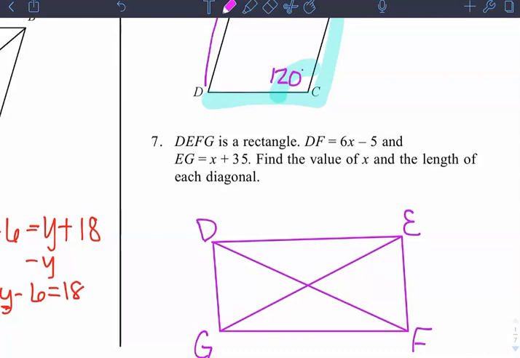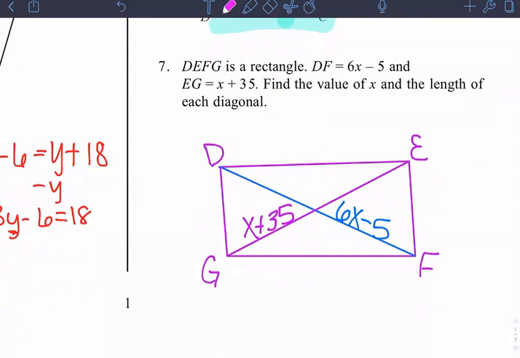I know DF is a measurement of 6x minus 5. EG is a measurement of x plus 35. And I know that they're congruent to each other since I have a rectangle. And my diagonals are bisecting and they're congruent. So I'm going to set them equal to each other.